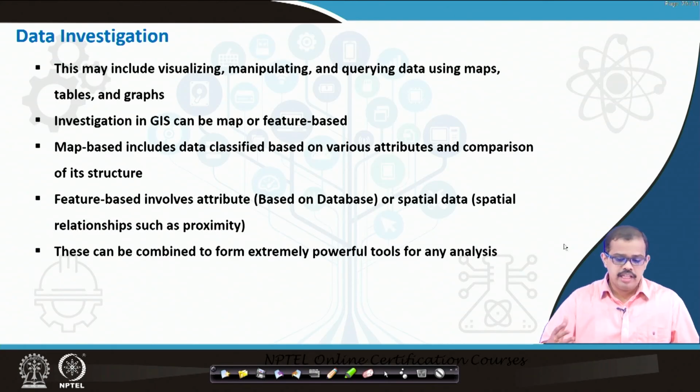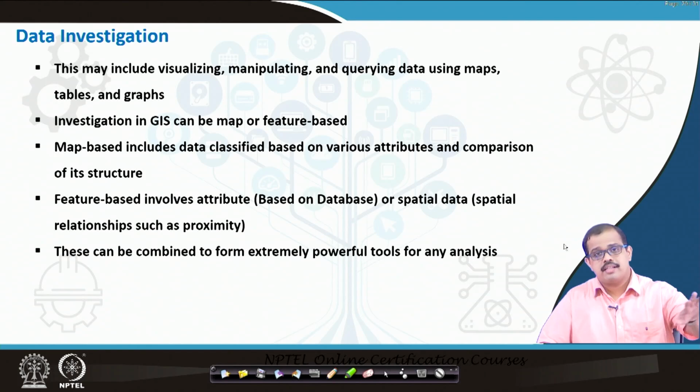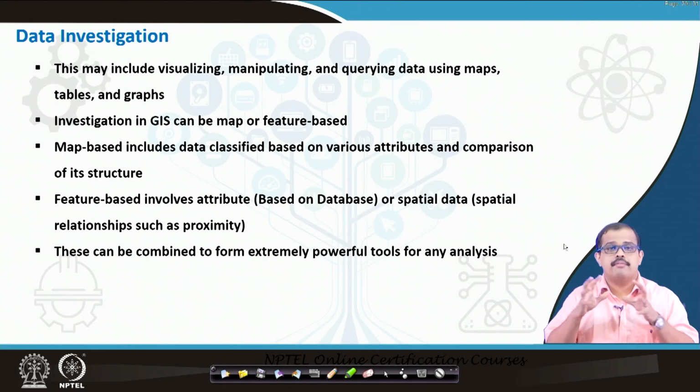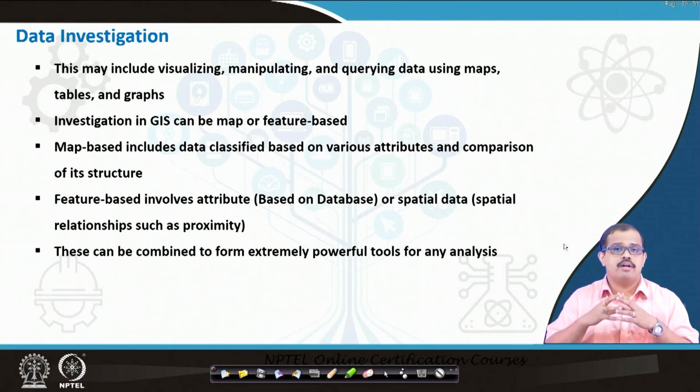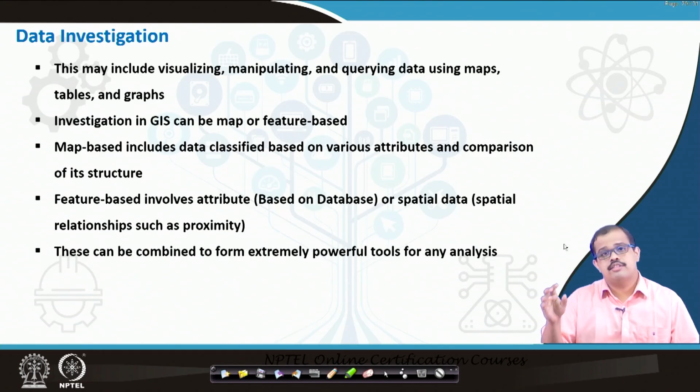So these are some examples of how you do it with feature based, but the very important aspect is that map based and feature based can both be combined together. If these are combined together, then only it becomes an extremely powerful tool for any kind of analysis. Name any kind of analysis, you can do it with both feature based and map based.